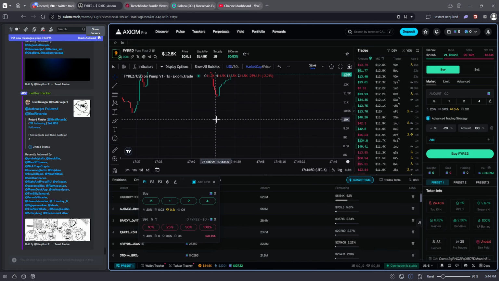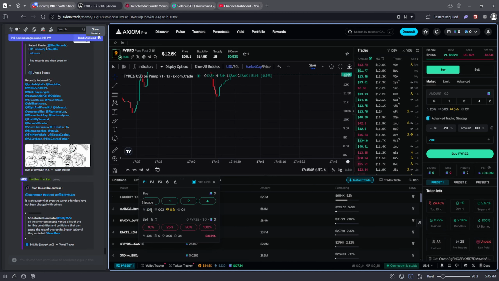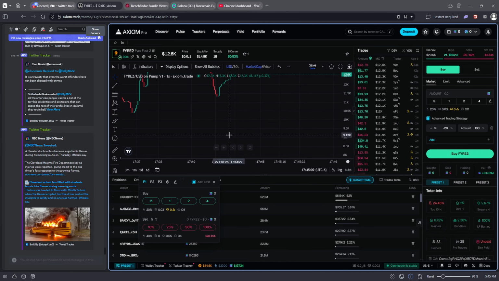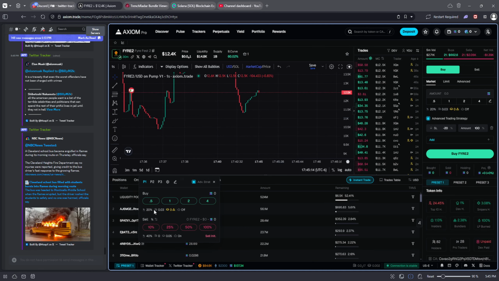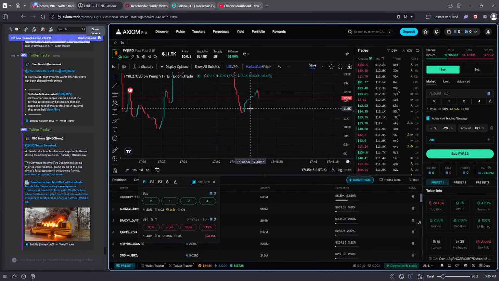So let's say I wanted to buy at 10K, but the market went up very fast and my order didn't get filled. The most that I could ever buy the coin at is 12K, because that's 20% of what my initial entry is. So the higher the slippage you have, the more the coin can move up and down before you'll get filled.